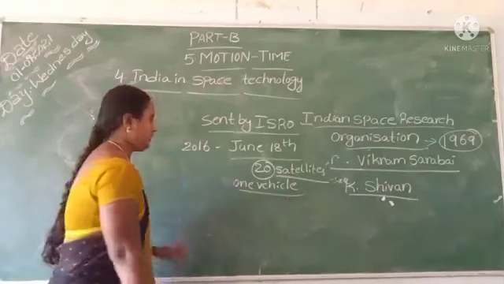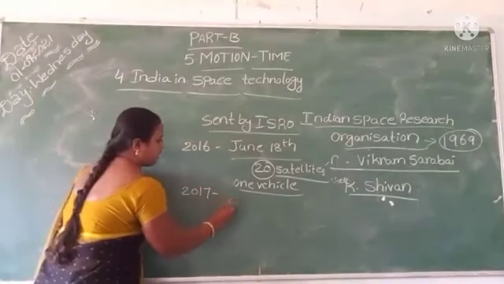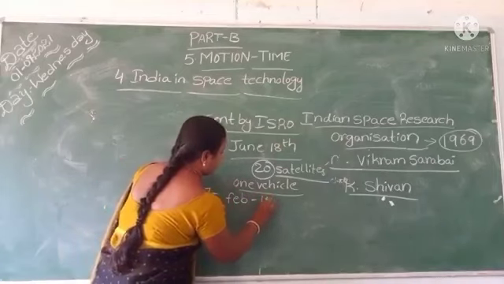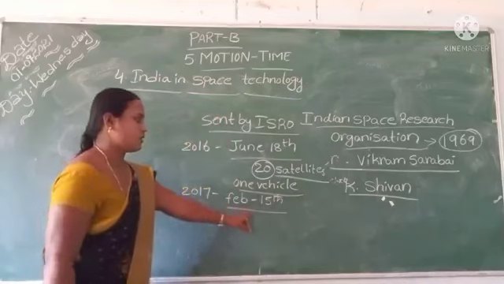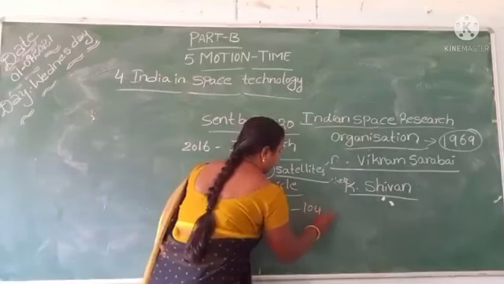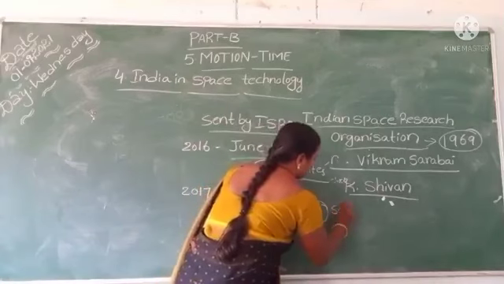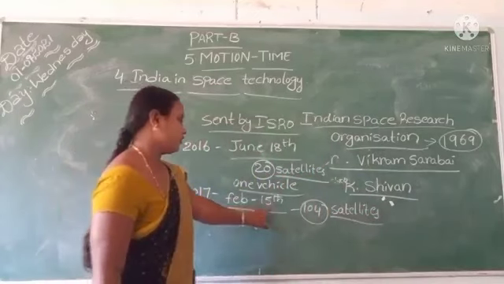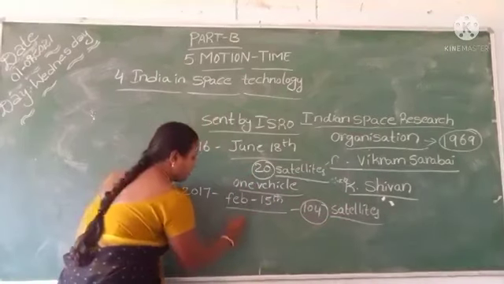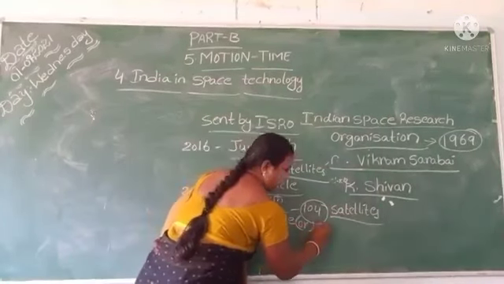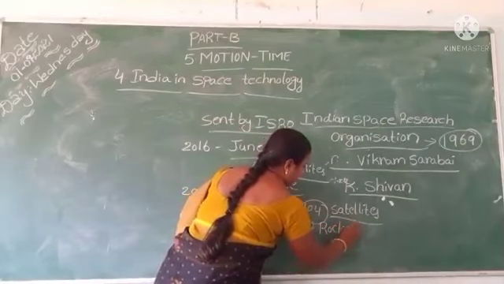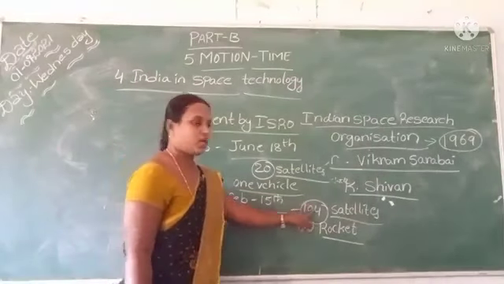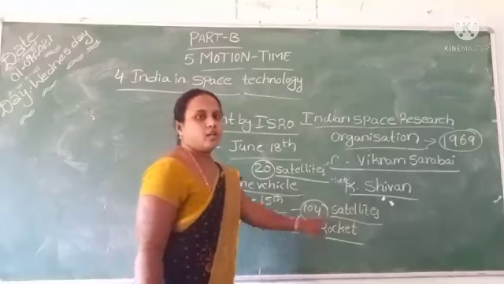Another time, in February 2017, on the 15th, they sent 104 satellites in one vehicle, in one rocket.